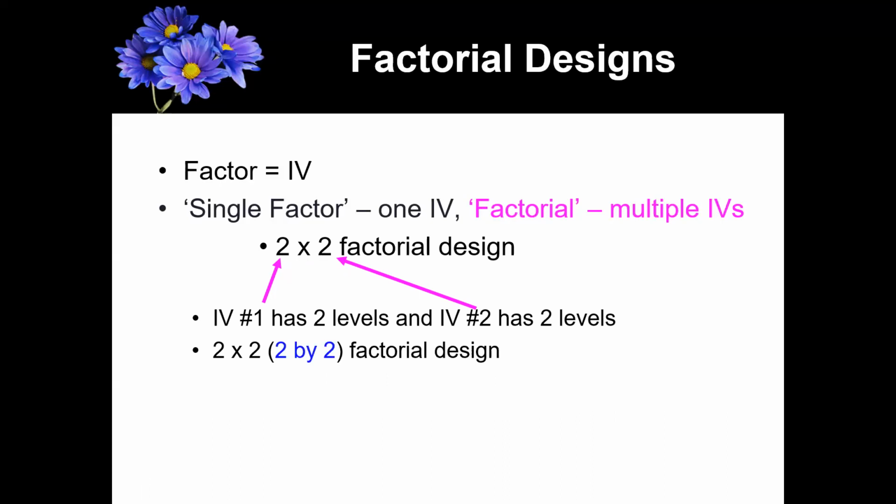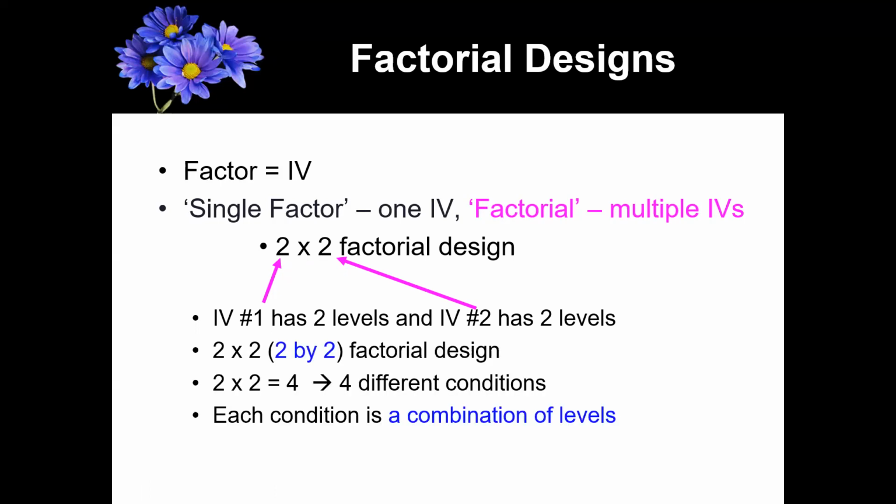Now, when you have a factorial design, the way it works is you're going to have every possible combination of the independent variables, however many you have and however many levels they have. So if you think about it, if we have two levels from two independent variables to choose from, this just means that we're going to have four different conditions. Right? Because each condition is going to be a combination of the different levels of the different independent variables.